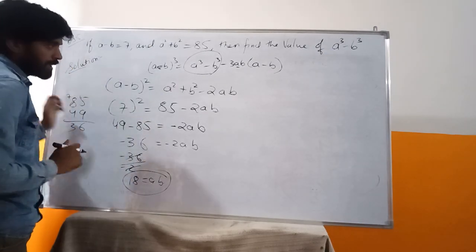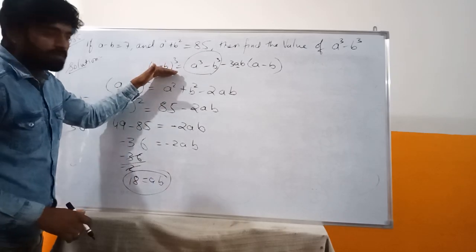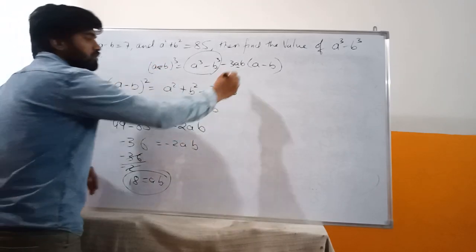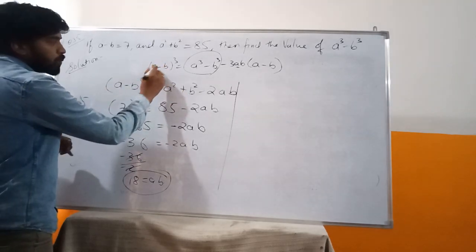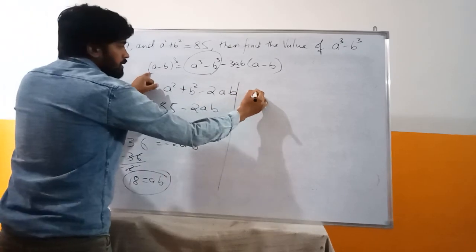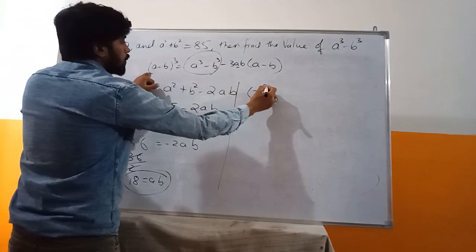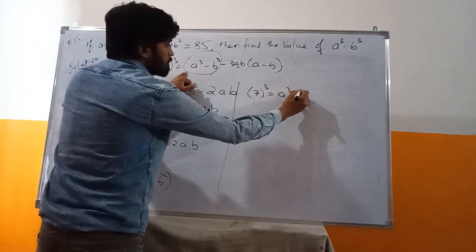Now I'm going to go back to what I started with. I started with this question, and I'm going to now come back to this question. How to solve? Now you know the value of a minus b. What's the value? I'm writing it over here. So a minus b, what's the value? 7 whole cube equals a cube minus b cube.